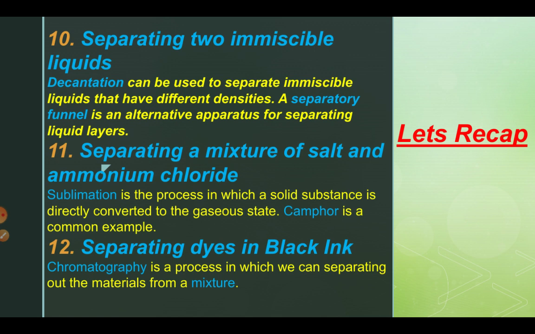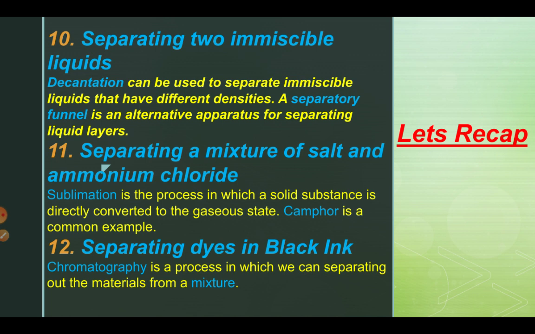Separating two immiscible liquids. Decantation can be used to separate immiscible liquids that have different densities. A separatory funnel is an alternative apparatus for separating liquid layers. Separating a mixture of salt and ammonium chloride. Sublimation is a process in which a solid substance is directly converted to the gaseous state. A common example of this is camphor.